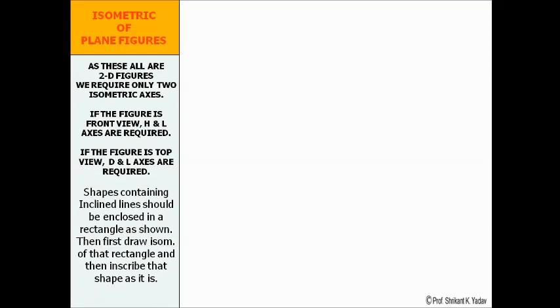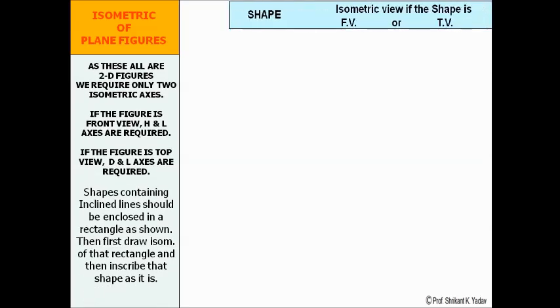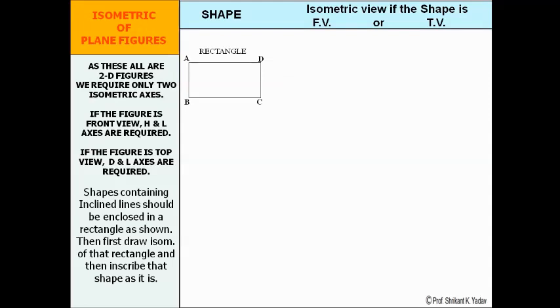Now we will see isometric of plane figures. So how to transfer the 2D figures on the isometric planes. We will see different shapes of the 2D plane. The first shape is a rectangle. Now this rectangle you have to transfer on the isometric plane. For this, first you have to create an isometric plane.